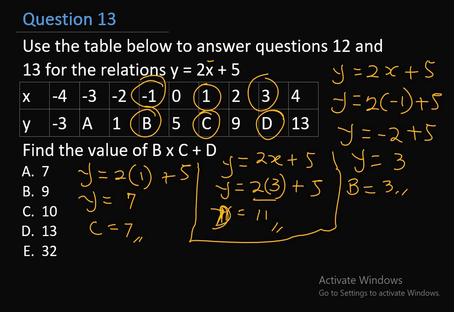Take note. So now b is 3 from what we've gotten, times c is 7 plus d is 11. 3 times 7 is 21. 21 plus 11 will give me 32. Alright, so my right answer is E. If you are stuck anywhere, you can gently go back and ensure you follow through all these steps.